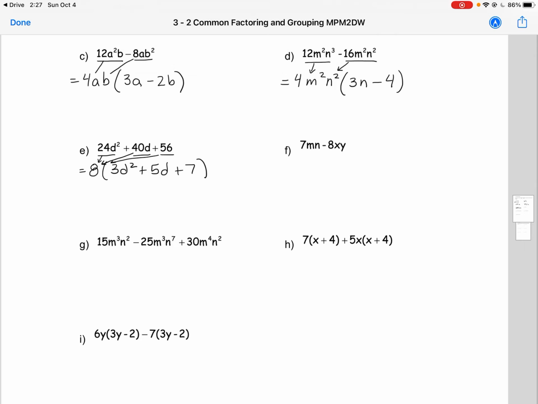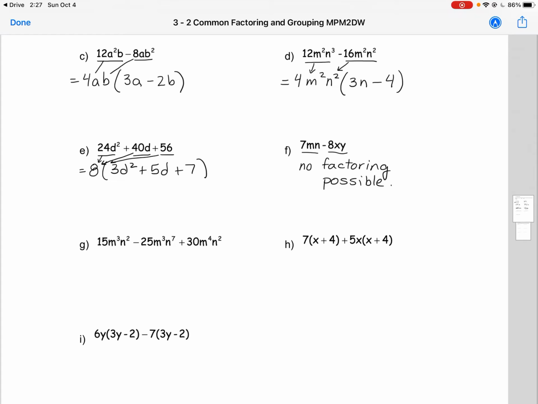Here, I've got 7mn minus 8xy. Here, I have no factoring possible because I don't have anything in common.